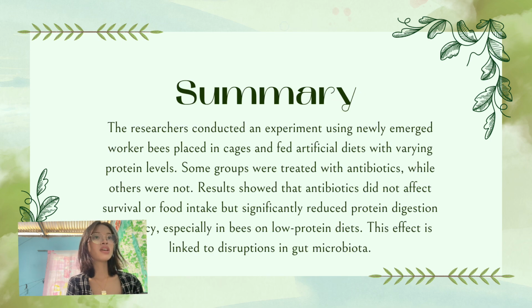So for the summary, the researchers conducted an experiment using newly emerged worker bees placed in cages and fed artificial diets with varying protein levels. Some groups were treated with antibiotics while others were not. Results showed that antibiotics did not affect survival or food intake but significantly reduced protein digestion efficiency, especially in bees with low protein diets. This effect is linked to disruptions in gut microbiota.